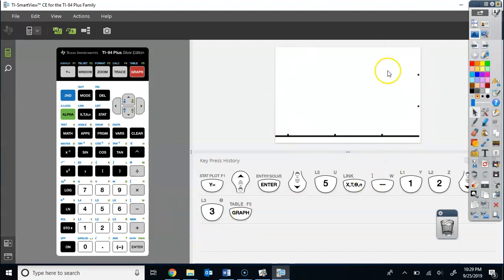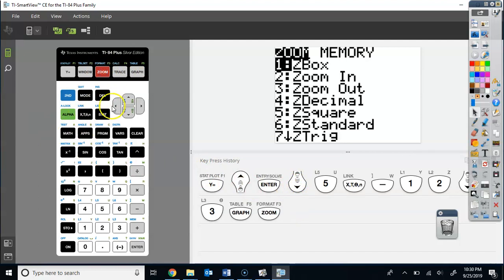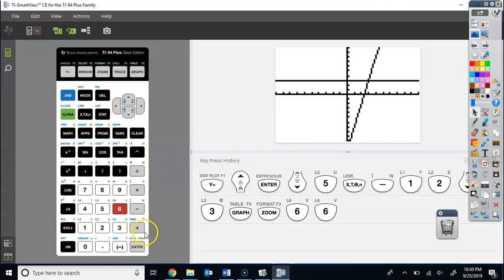Now notice my graph is all jacked up. If any of yours ever do that, you can go to this little zoom button right here, go down to number 6, which says zoom standard, and it'll zoom to a normal graphing screen, and you can see those two things cross. The problem with the TI calculators is you can't really see very well where these two cross.